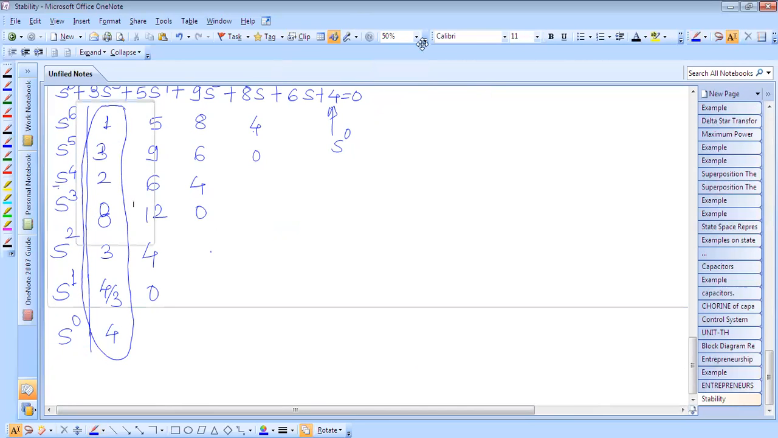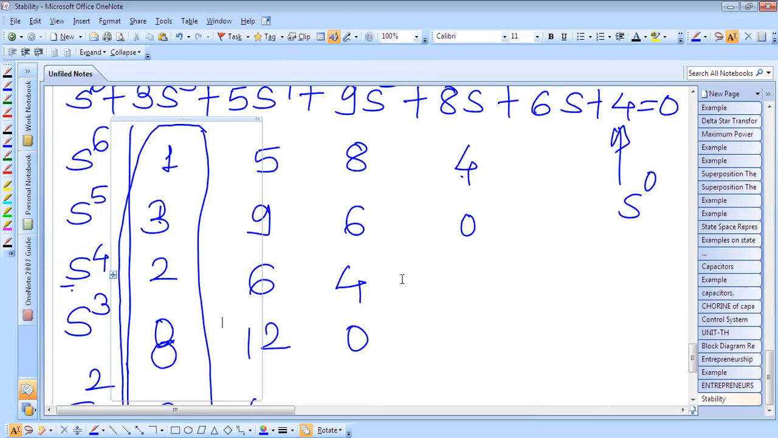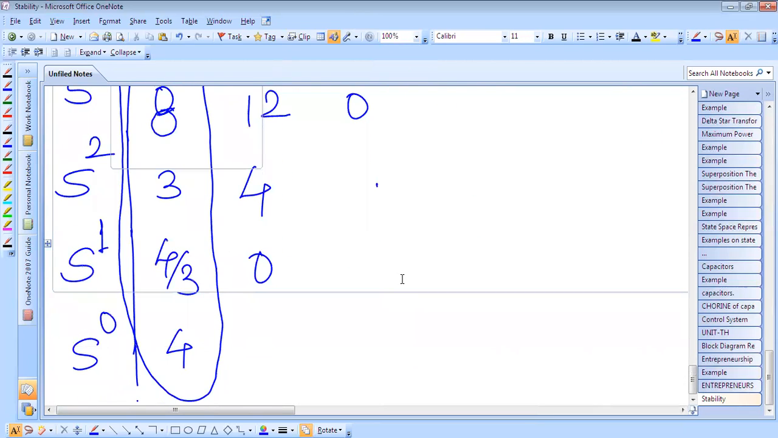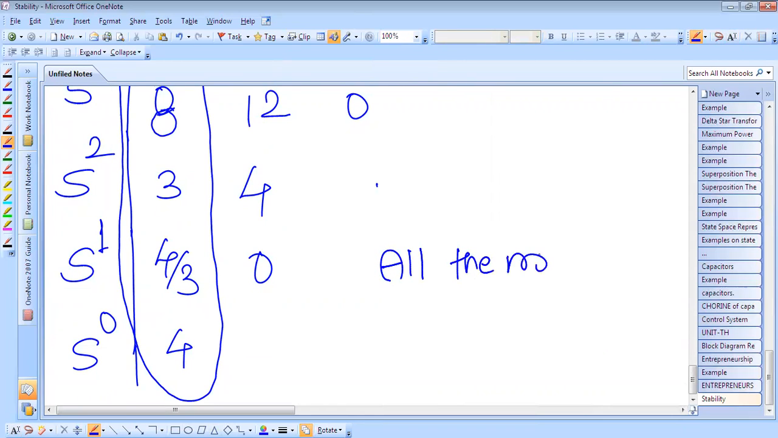It means that your system is having the roots that lie on the left half plane, and your system is stable. All the roots lie on left half plane and system is stable.